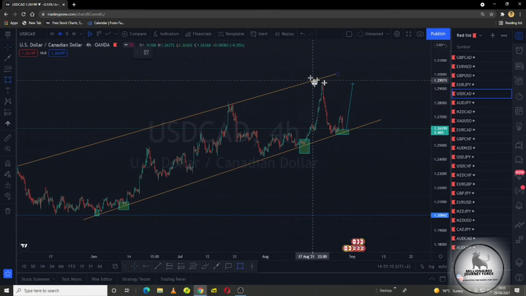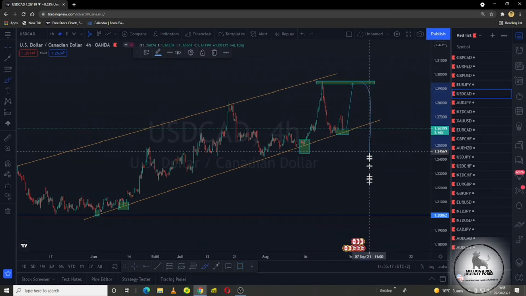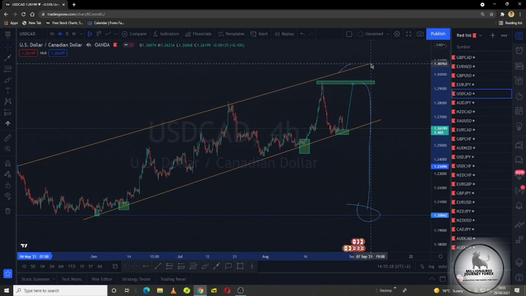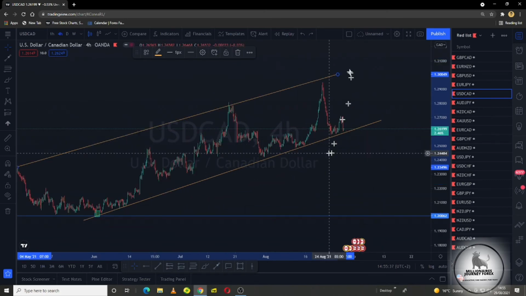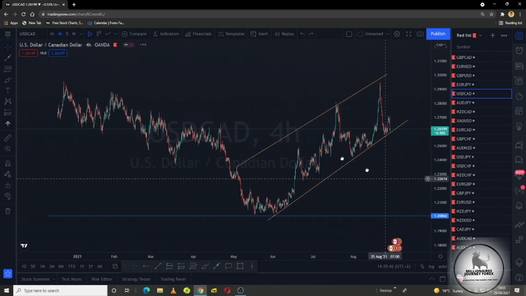that's where we can look for selling opportunities, because it's a double top. We can look for selling opportunities up to this level, right? So we can either look for selling opportunities on the double top, or we can look for selling opportunities on the touch of this trend line. That's what we can be looking for on USD CAD, right?